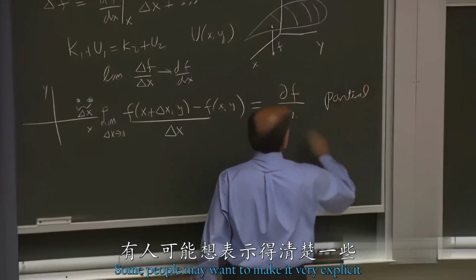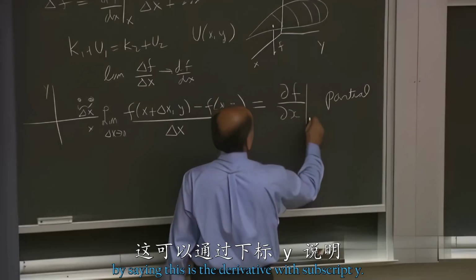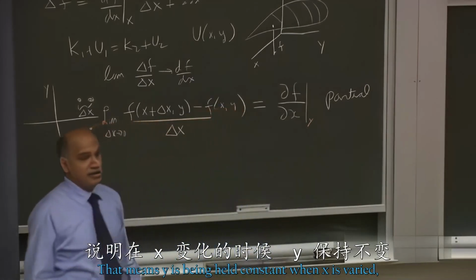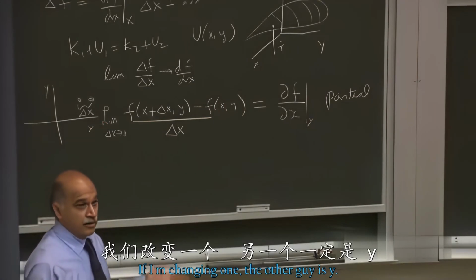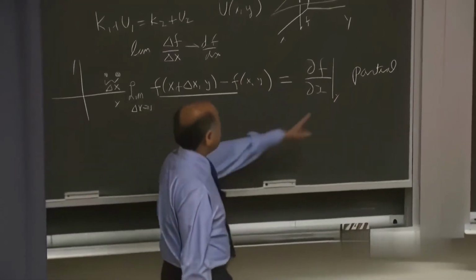Some people may want to make it very explicit by saying this is the derivative with subscript y. That means y is being held constant when x is varied. But we don't have to write that because we know we have two coordinates. So if I'm changing one, the other guy is y.